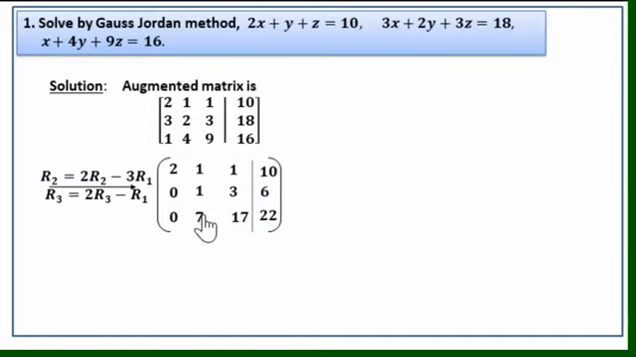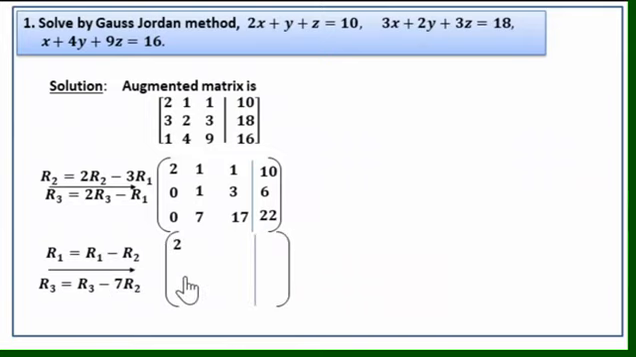So in the next step we make use of R2, the second row, and make changes in the first and the third rows. So what are the row operations? R1 changes, R3 changes. R1 is equal to R1 minus R2, so that this element will be 0, and R3 will be R3 minus 7R2. So apply this for the first and third rows. No changes in the second row.